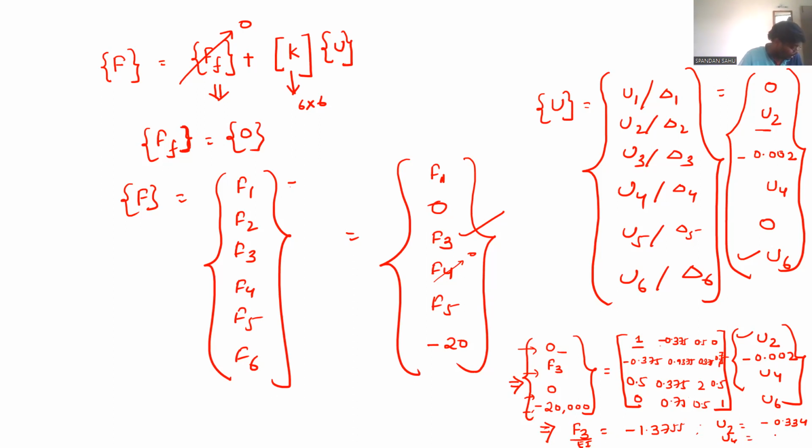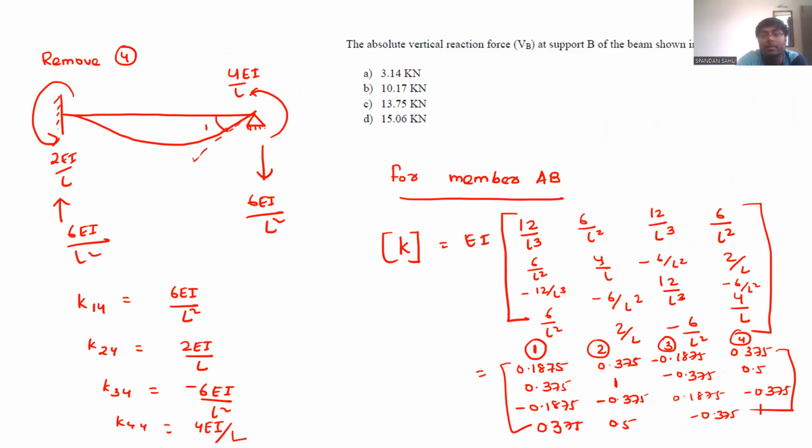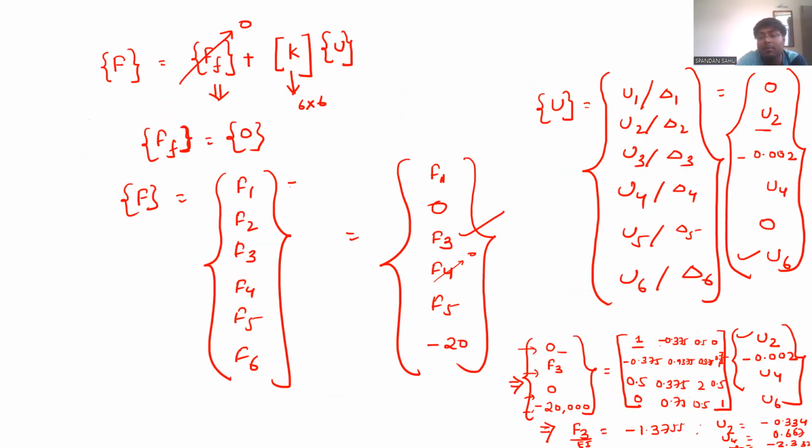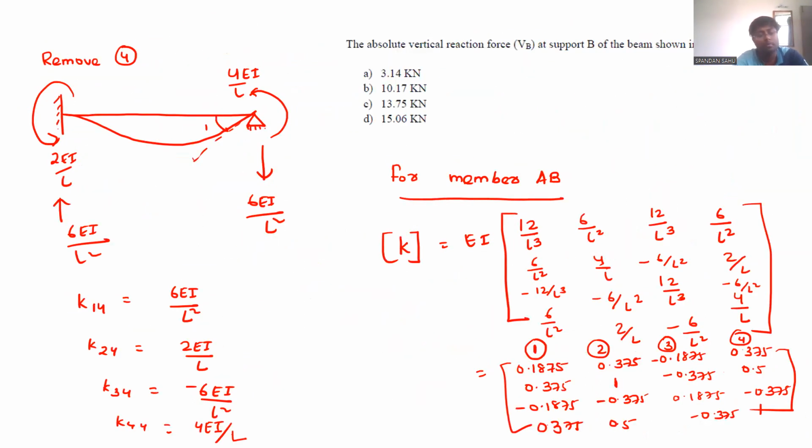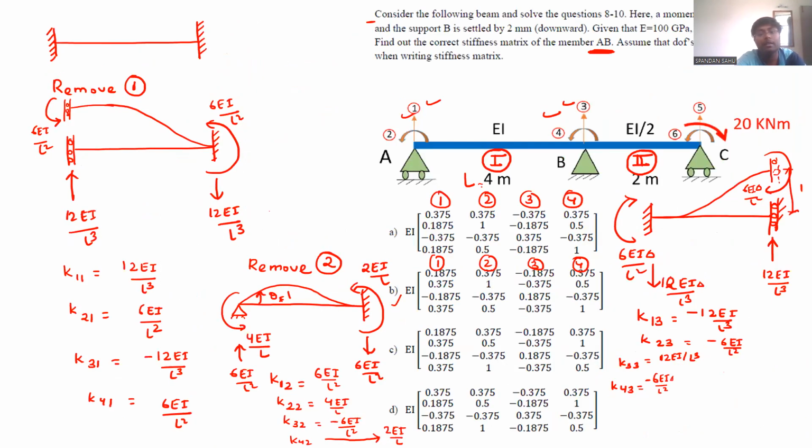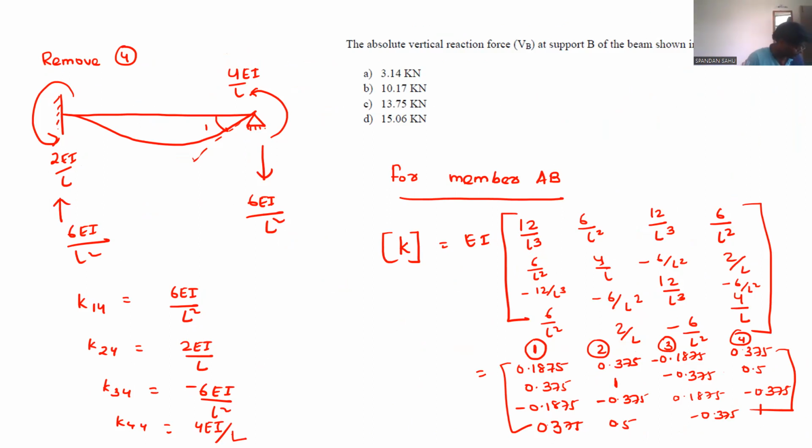U4 is 0.667 and minus 2.332 is U6. So the F3 value we are requiring here. F3 value we got is minus 1.3755 into EI. When you multiply, how much are you getting? Just check. I have given you all those values. Just substitute it and tell me how much you are getting.